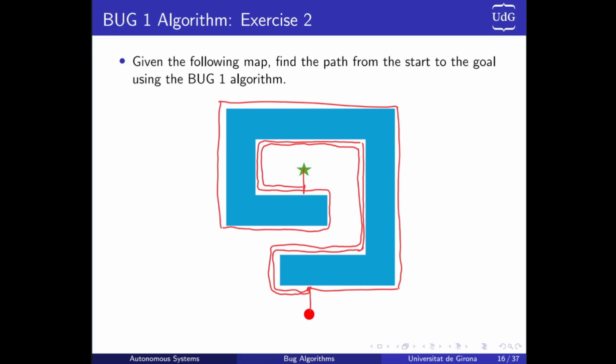Is this algorithm optimal? No, it is not. Okay, it's super slow, but it's complete. It is. Okay, and it's important. Sometimes it's better to reach a place that maybe takes more time than necessary, but to be sure that you always reach the point. Okay, then this is one of the advantages of using the Bug 1 algorithm, that it is complete.